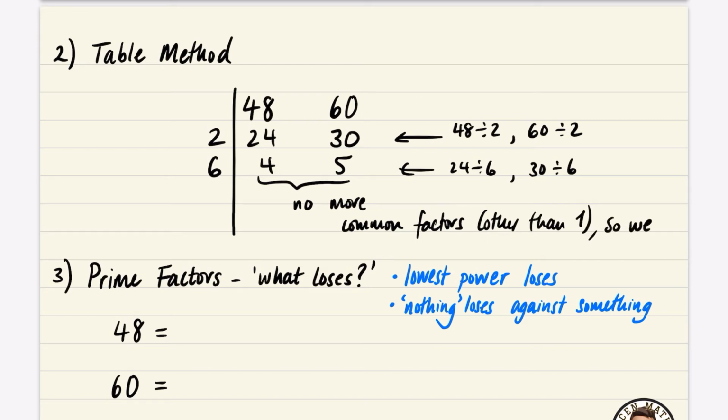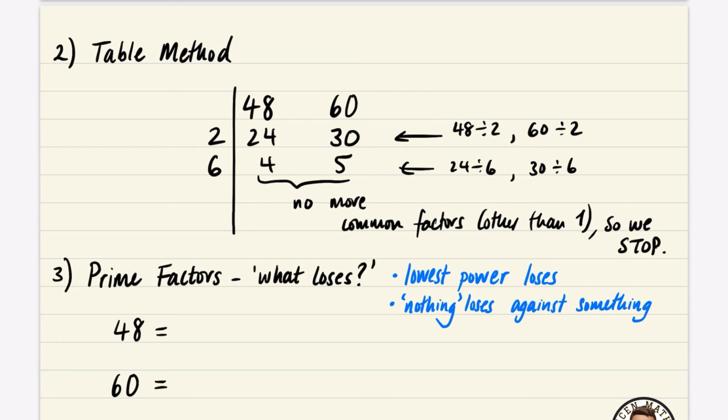So we stop. Then for the highest common factor, you take these two numbers and you multiply them. So the highest common factor is 2 times 6, which is 12. So what you do for the highest common factor, you multiply these.